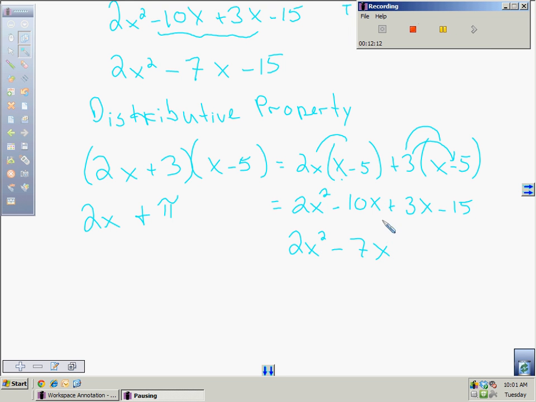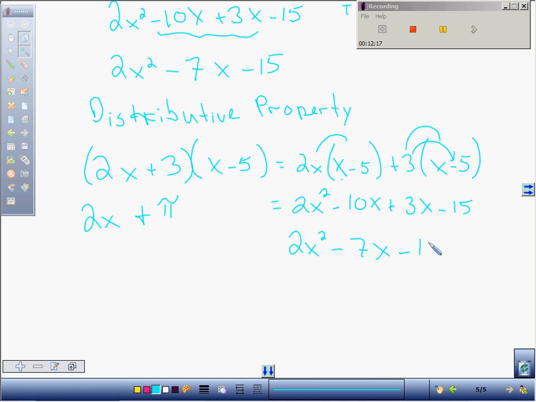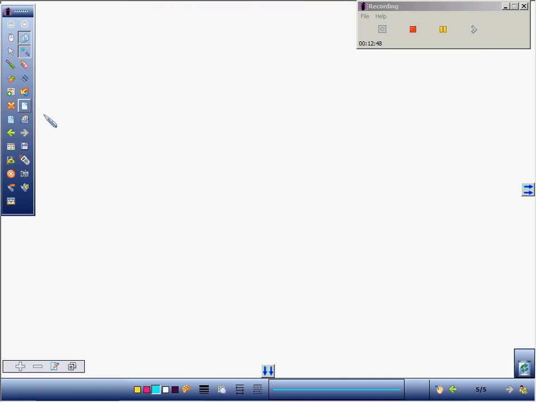So 2x squared minus 7x minus 15. I get the same result again. So 3 different methods to do the same thing. Each time you'll be asked to do it 3 different ways. So now we're going to do a you try. Let's try this one. Let's make it easy. You try.